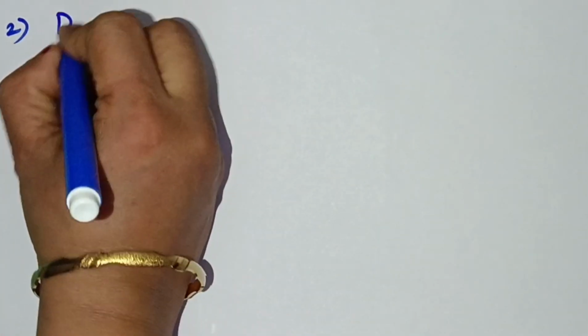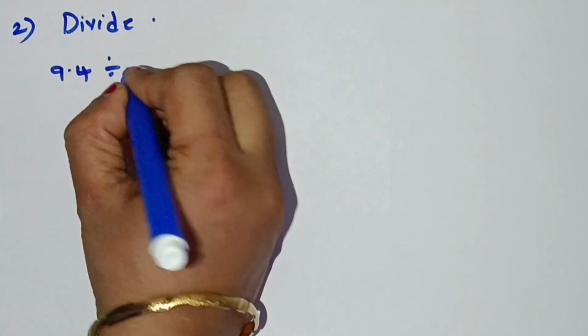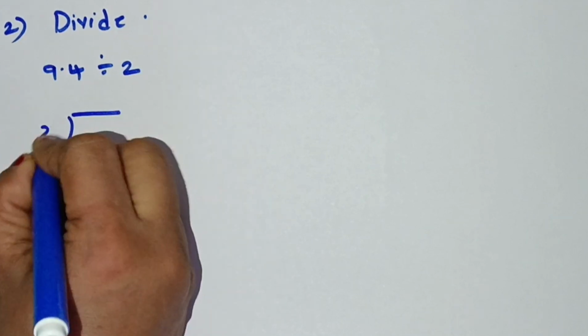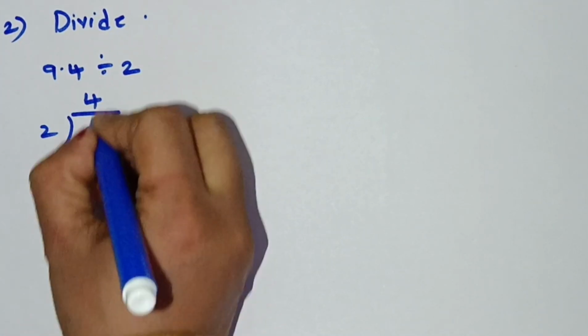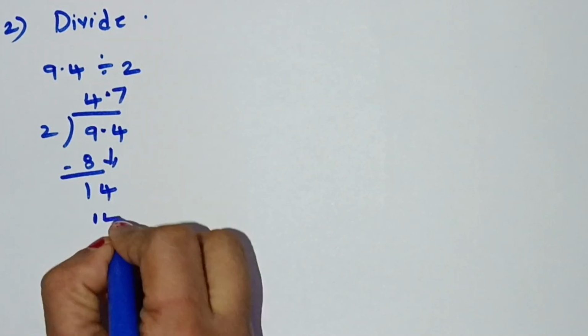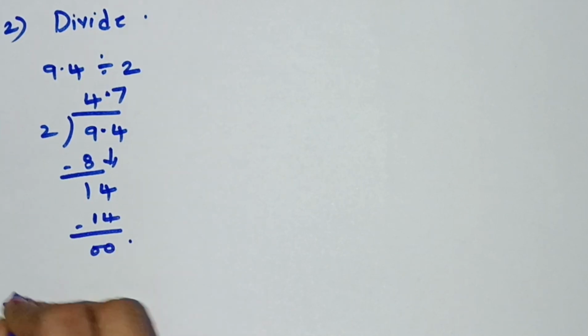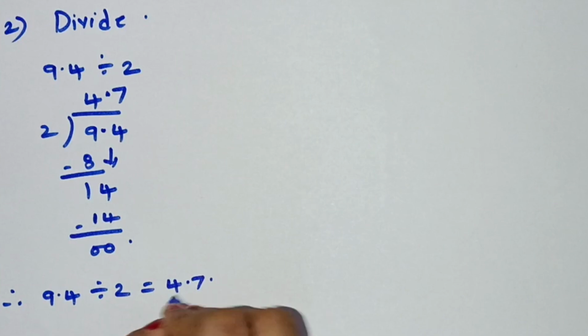Question 2, divide 9.4 by 2. So 2 4s are 8. Point, bring 4 down, 2 7s are 14. Therefore, your final answer, 9.4 divided by 2, is 4.7.